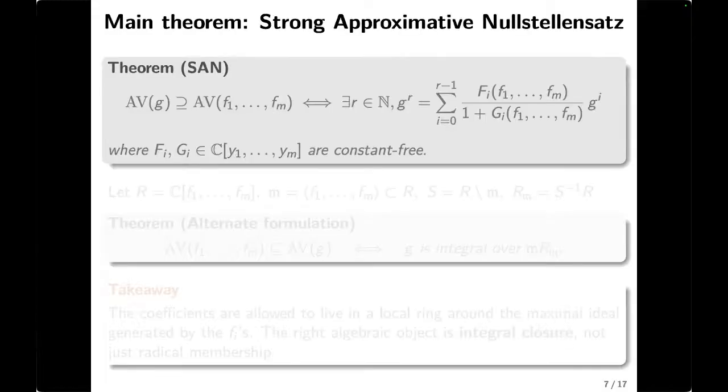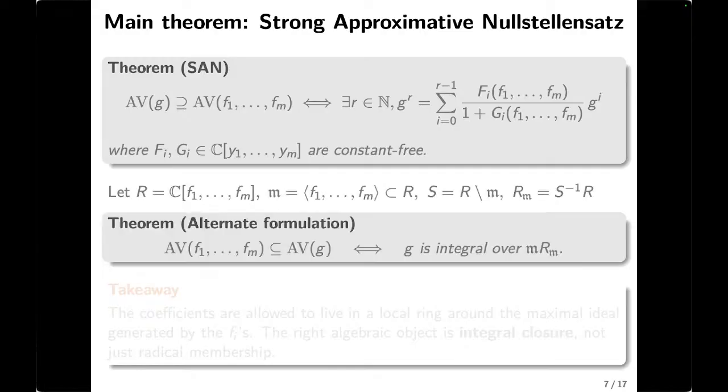Okay, and so our main result is the following: there does in fact exist a criterion. If the approximative vanishing set of g contains the approximative vanishing sets of the fi's, then there exists some natural number where you can write a polynomial in g which has coefficients that are rational functions of this form. And what was interesting to us is that this is not just some algebraic abstraction, but it relates very well to some well-studied notions in commutative algebra.